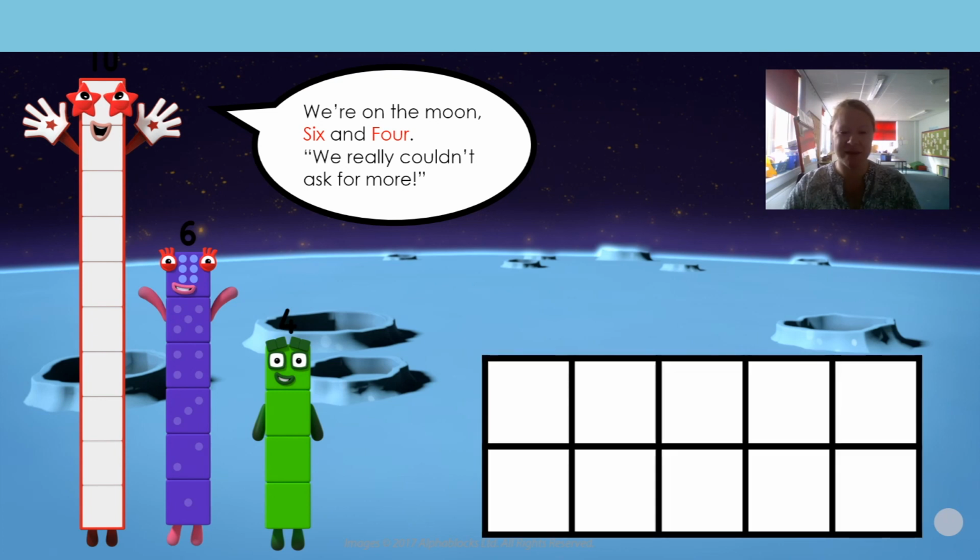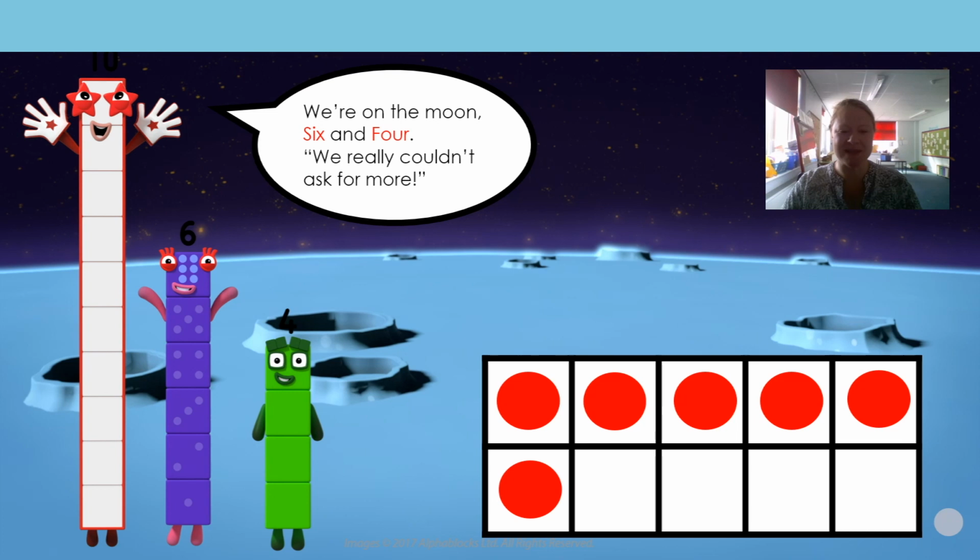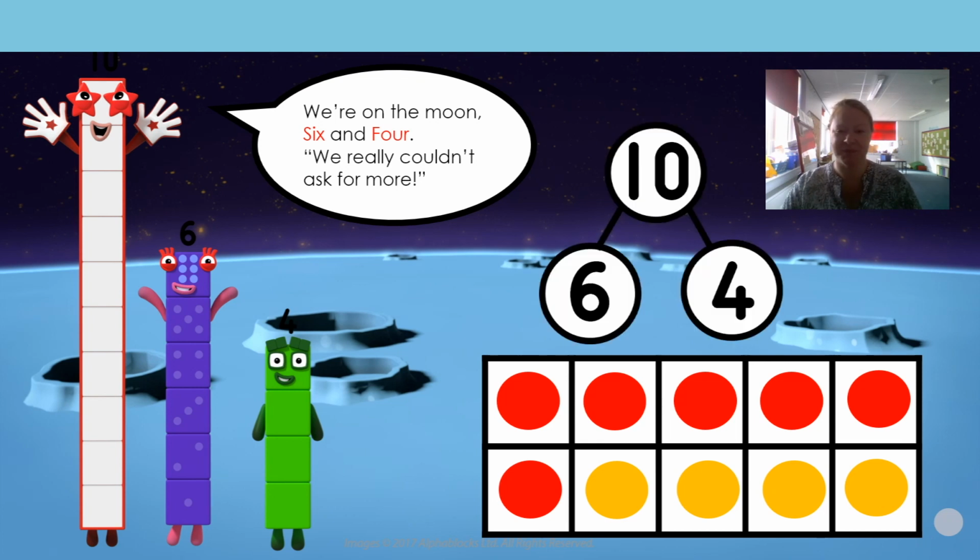Here's our tens frame. What's the 6 going to look like? 5 and 1 more, well done. And we've got the space to fill up the 4. Our tens frame is full with 6 and 4. There's our cherry model.